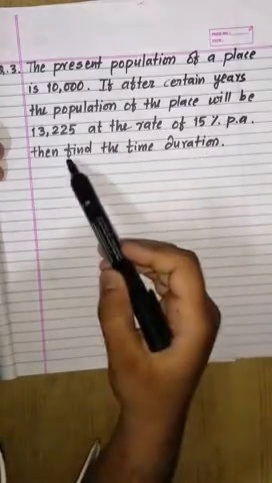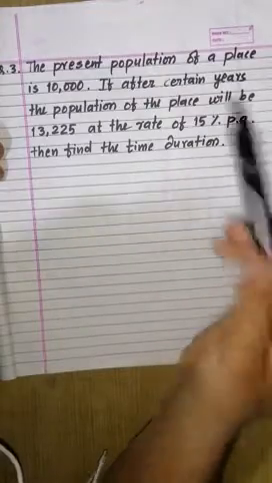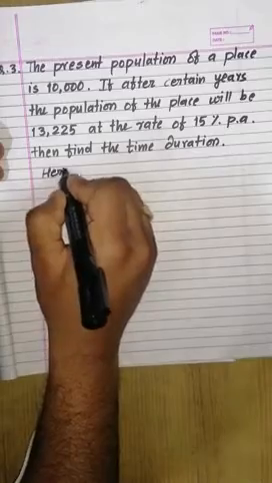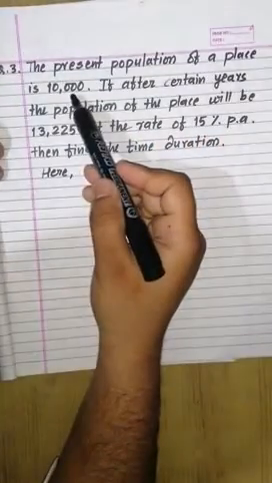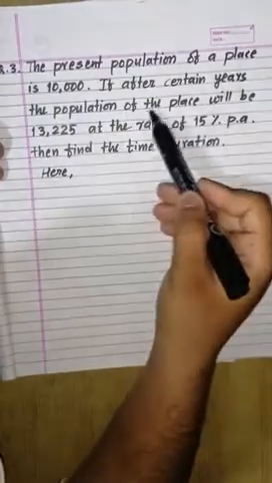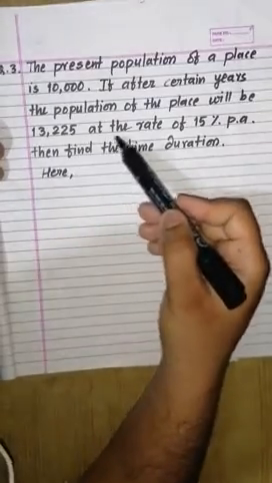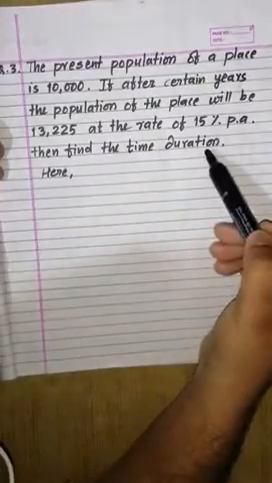Here we are going to find the time duration. That means we are going to find the time where other things are given. So let's go to this question as well. Here the present population of a place is 10,000. If after certain years the population of the place will be 13,225 at the rate of 15% per annum, then find the time duration.